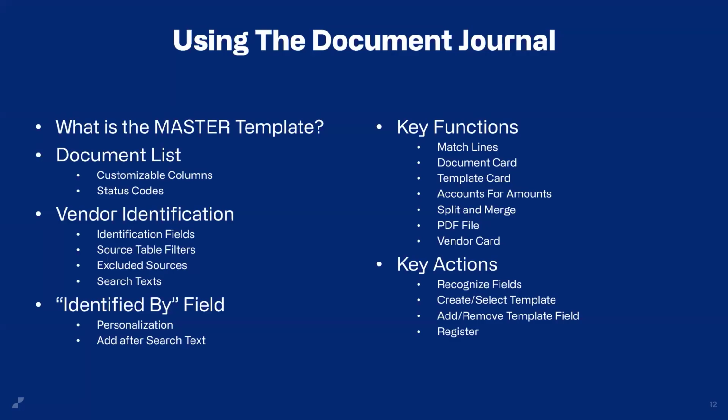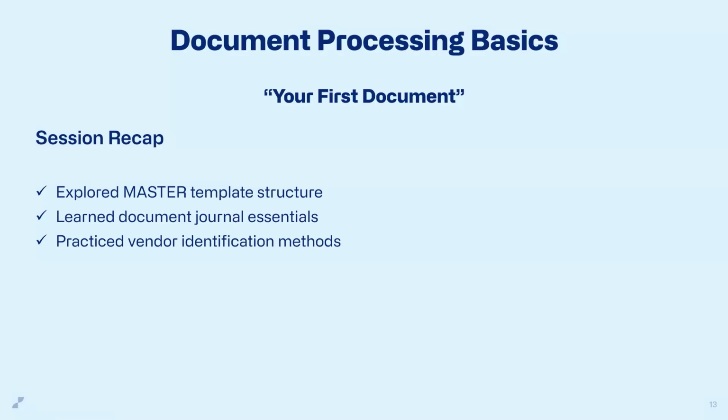We talked about the document card and the lines page. We won't revisit these pages until we have the relevant session when we talk about configuration of those two areas. But we have the template card, splitting and merging, and how you can pull up the PDF file and the email. Okay. So that brings us to the end of today's session.